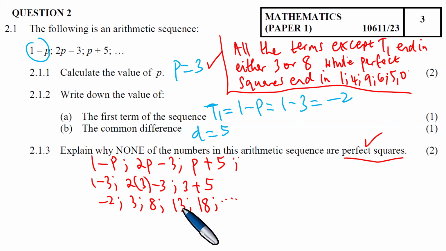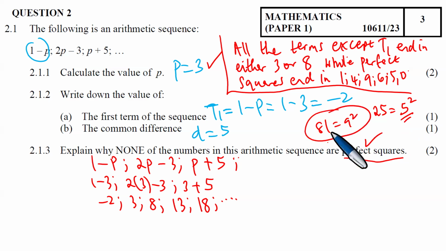3, like this one, ends in 3, or 8, like the 18. While perfect squares end in 1, 4, 9, 6, 5, 0. For example, a perfect square ending in a 5 would be 25, which is 5 squared. Some end in 1, like 81, which is the same as 9 squared. Right, so all the terms except T1 end in either 3 or 8, while perfect squares end in 1, 4, 9, 6, 5, 0.